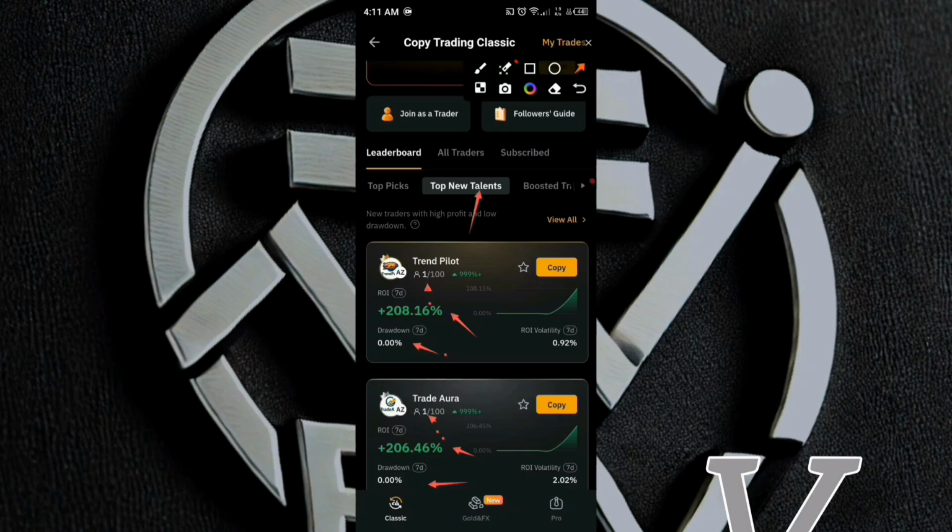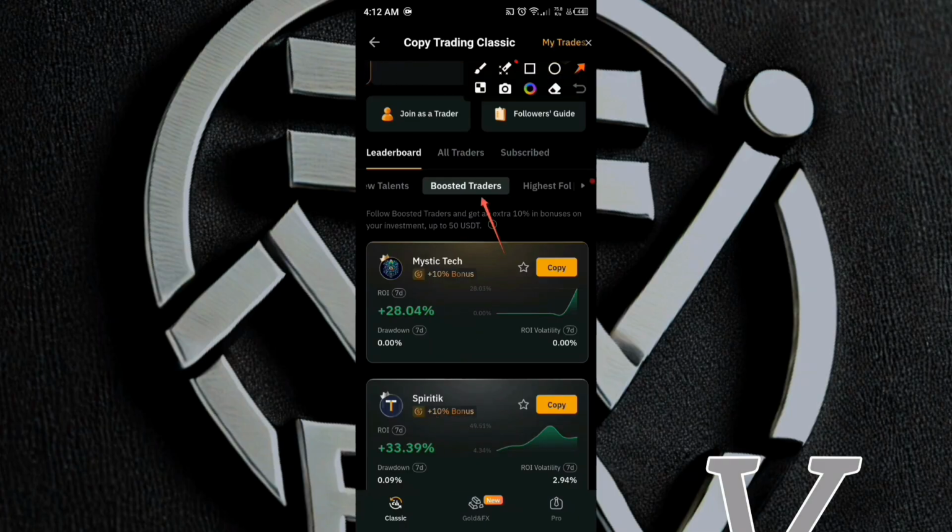Guys, the next category of traders in our list is the boosted traders, which are traders that if you follow, you get an extra 10% of your investment back. As you can see, the profit and losses they are making is also good. The first person has a return on investment in the last 7 days of 28.4%. The second person has a return on investment of 33.39% in the last 7 days. The first person's drawdown is 0%, which is very, very good. And the second person has a drawdown rating of 0.09%.